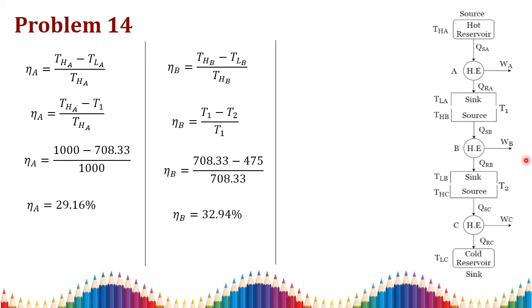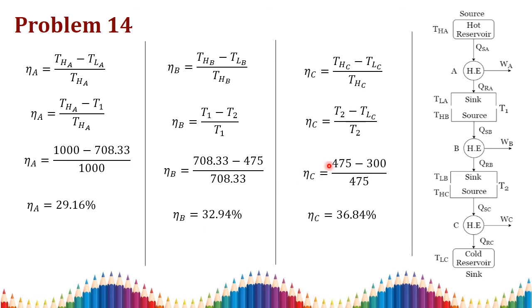Then the efficiency of heat engine B is THB minus TLB divided by THB, where THB is T1 and TLB is T2. So write T1 minus T2 divided by T1, and substitute the two intermediate temperatures to get the efficiency of heat engine B as 32.94%. Then the efficiency of heat engine C is THC minus TLC divided by THC. THC is T2, the second intermediate temperature we found, 475 Kelvin. So 475 minus 300 divided by 475 gives the Carnot efficiency of heat engine C as 36.84%.